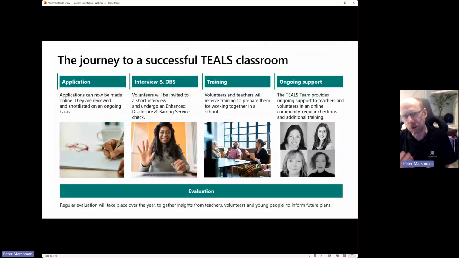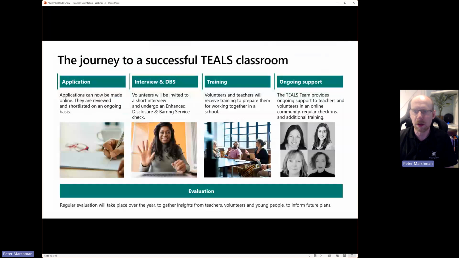So to summarize this journey, you can now make your application, and volunteers will be making their application to be part of the TEALS program. Volunteers will undergo interviews and an enhanced disclosure and barring service check. They will then go on to complete some training to make them classroom ready for your school. But also, as we discussed earlier, teachers will also receive training to understand the TEALS program, those previous 6 hours of training that was discussed earlier.